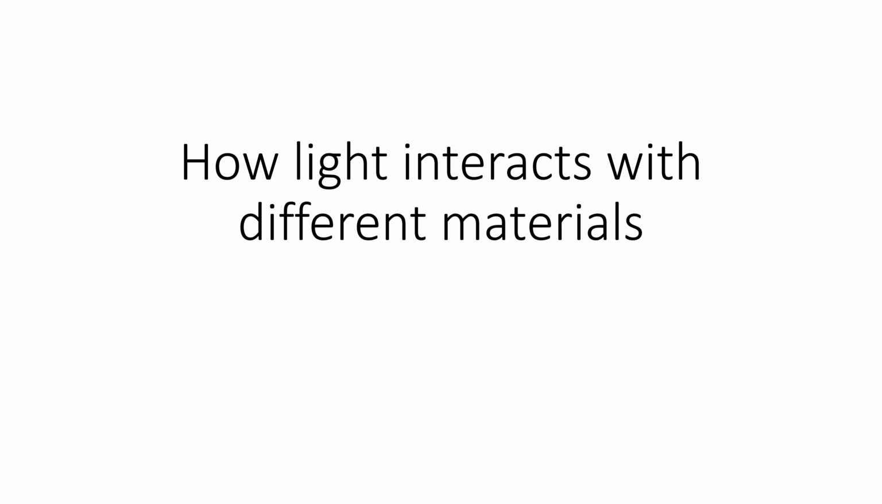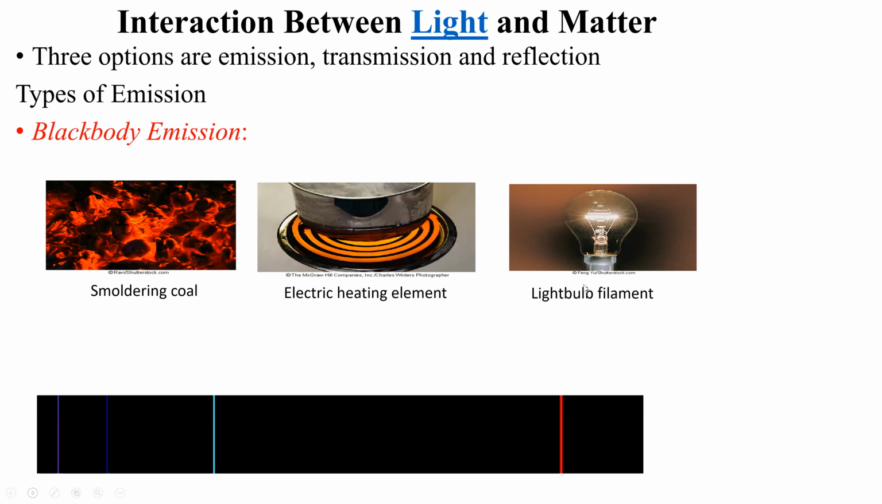How light interacts with different materials. So we're going to talk about what happens when light hits different types of materials, whether it's glass, concrete, or tinted glass. We're going to discuss how light interacts with those materials and what you would see if those materials get hit by light. So we're going to first talk about emission.